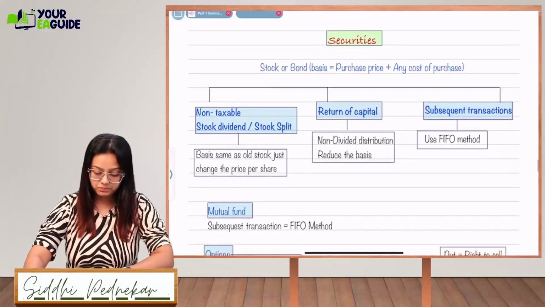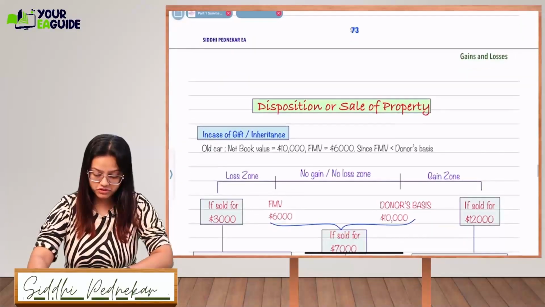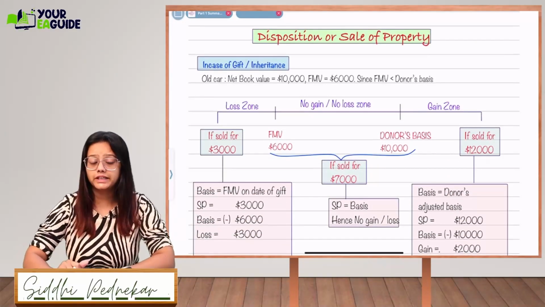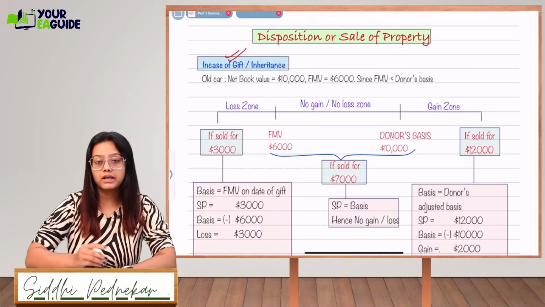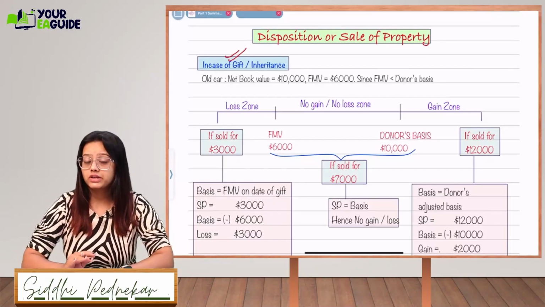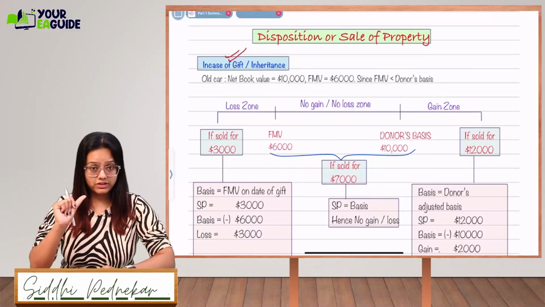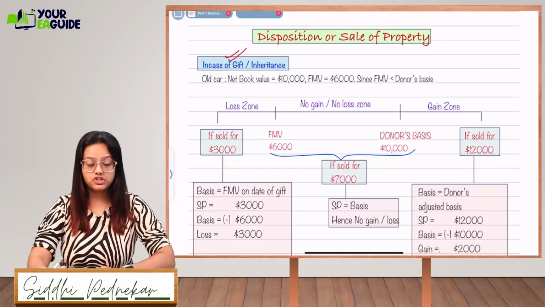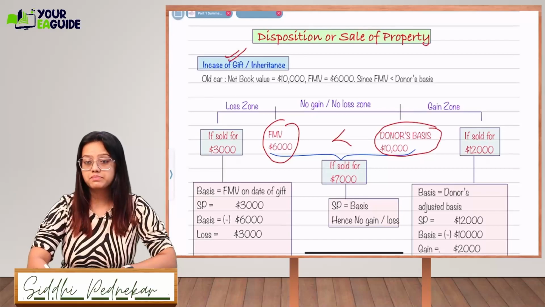Just a minute. In the next few pages there is this property disposition topic. Yeah, so see, whenever you are going to sell the property that you received as a gift, and the gift is a depreciated property, depreciated means the FMV is less than the donor's basis.